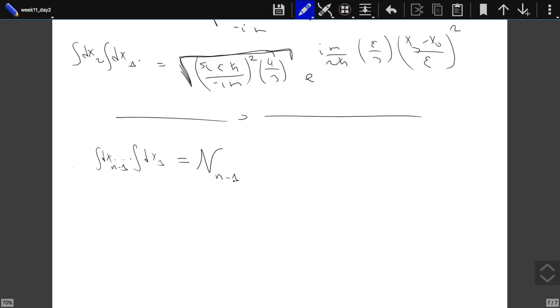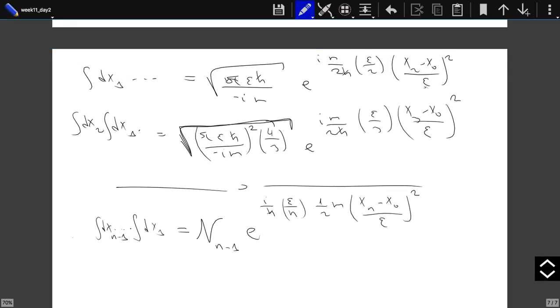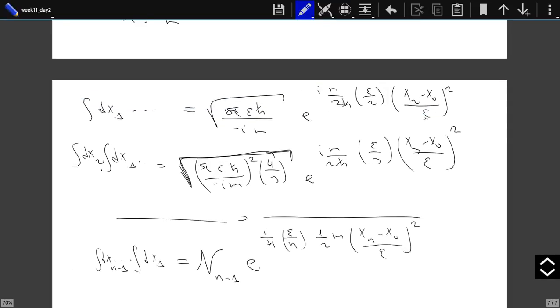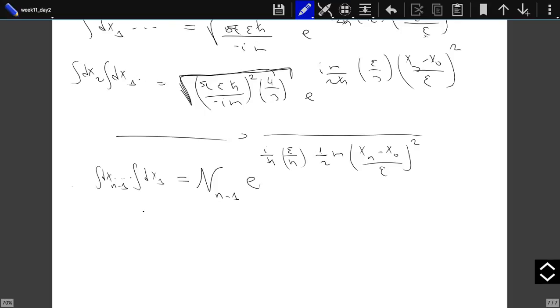And then we have e to the power i over h bar, epsilon over n, 1 over 2 m, xn minus x0 over epsilon squared. So up to now, at least, the first integral and the second integral have this pattern. So it's kind of easy to guess that the n minus first integral has this pattern.